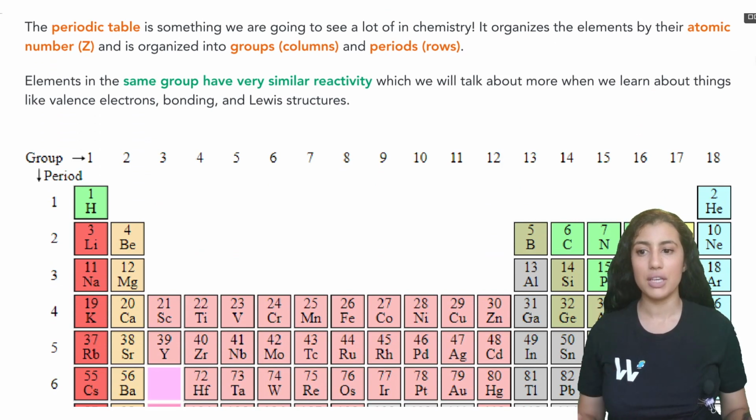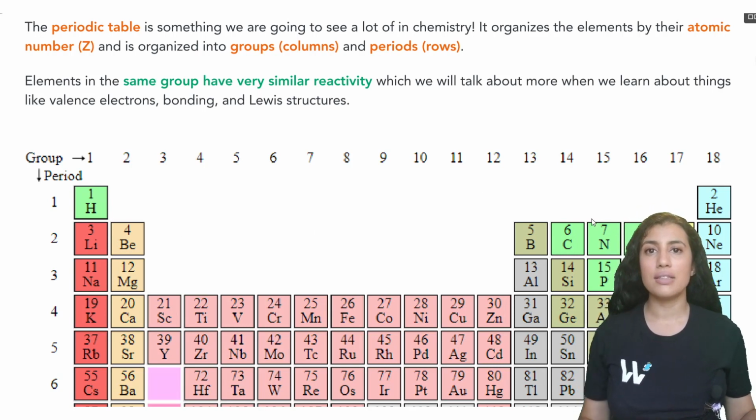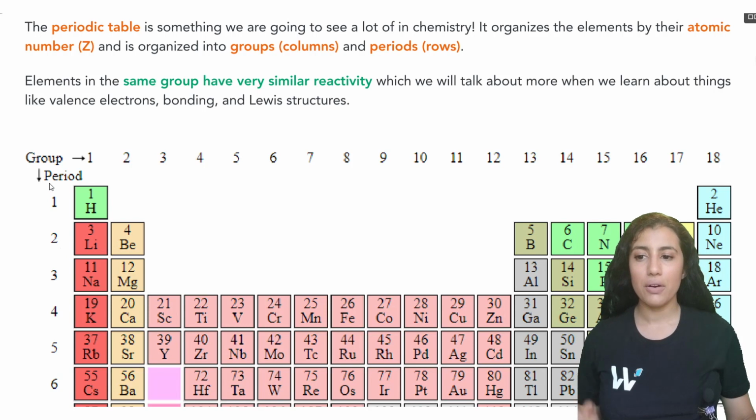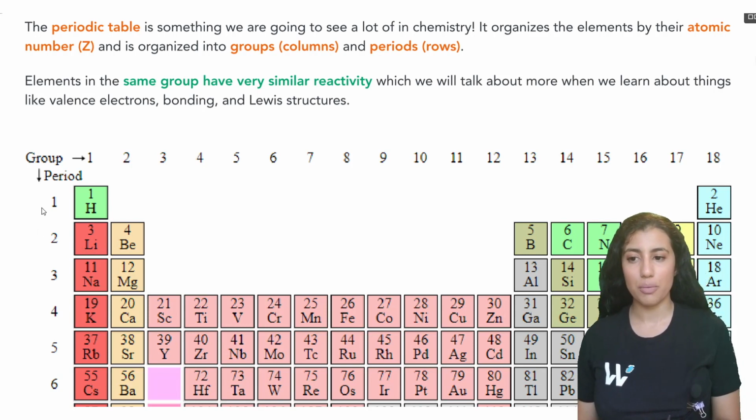atomic number, or Z. And we can see that because these numbers written are just their atomic number. So they're organized 1, 2, 3, 4, 5, 6. So the Z is increasing from left to right, and then a new period starts. Okay, so periods are listed going left to right. So they are rows. So these are periods.